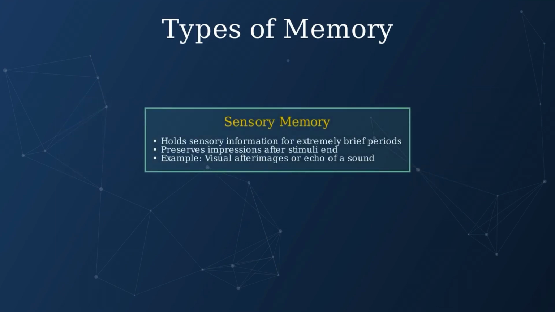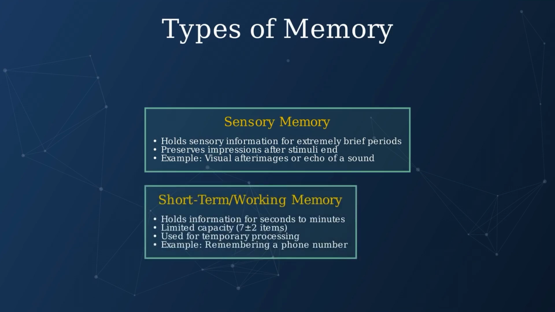Sensory memory briefly holds sensory impressions after stimuli have ended. It lasts only milliseconds to seconds, allowing the brain to process continuous sensory input. Short-term or working memory temporarily holds information that's currently in use. It has limited capacity, about 7 plus or minus 2 items, and typically lasts seconds to minutes without rehearsal.